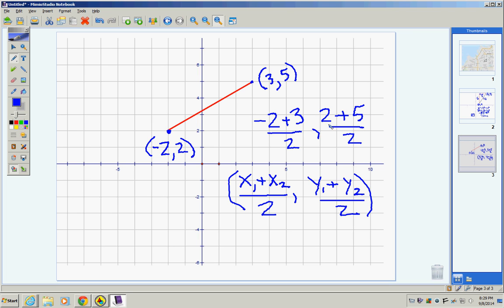Well, you have to use order of operations. You add the numerator together and then divide by the denominator. So if you take negative 2 plus 3, what's that going to be? You're correct if you said 1. So we have 1/2 is going to be our x value. And now we add the y's together. 2 plus 5 is 7. 7 divided by 2, which is 3 1/2, or 3.5. So that's our answer. This is our midpoint.